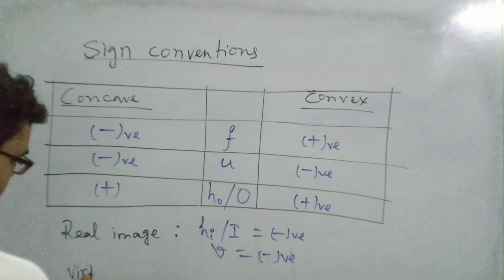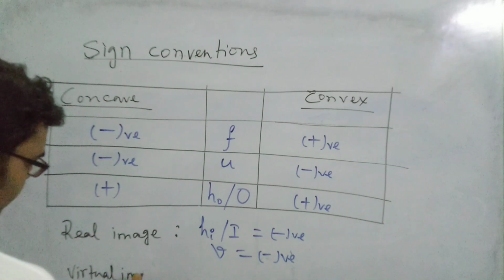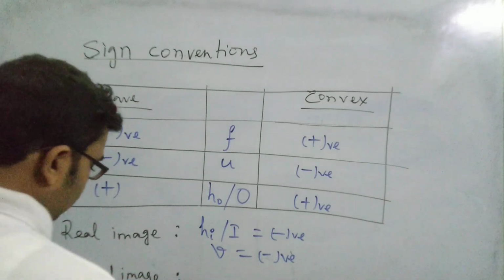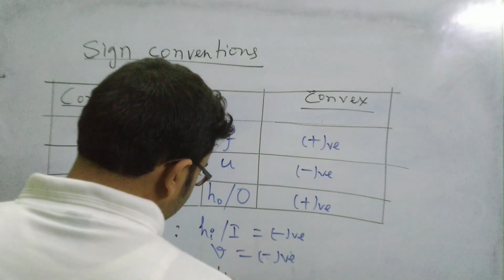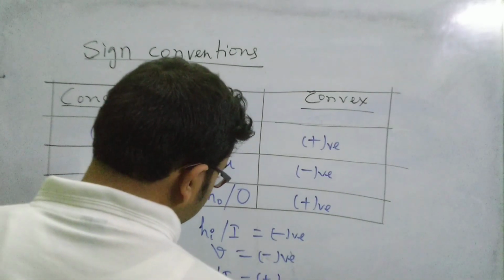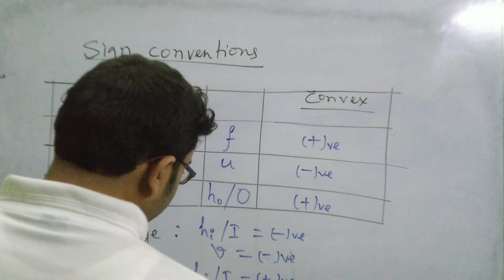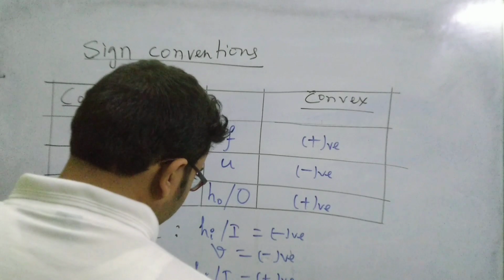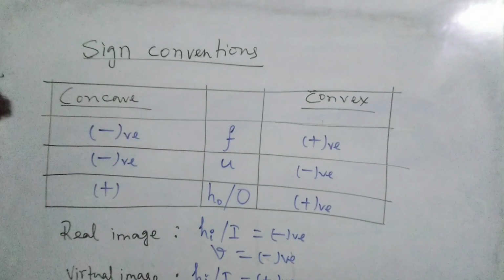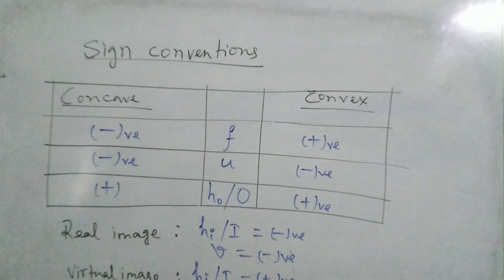Whereas if we consider a virtual image, in that case the image height is always positive, as it is upright or erect, and the image distance is also positive. So remember these sign conventions, they will be helpful in solving the numerical problems.